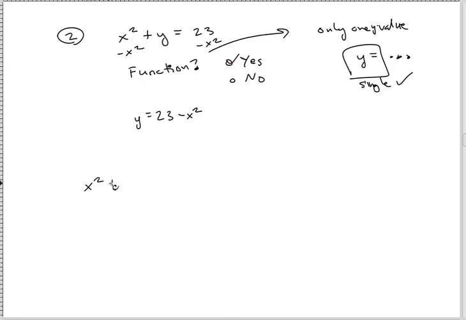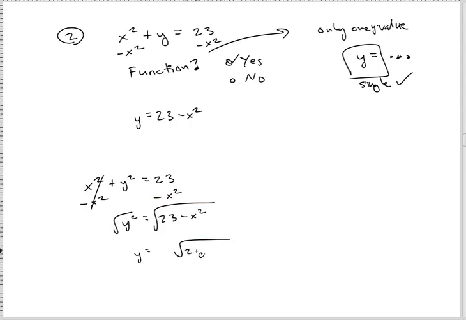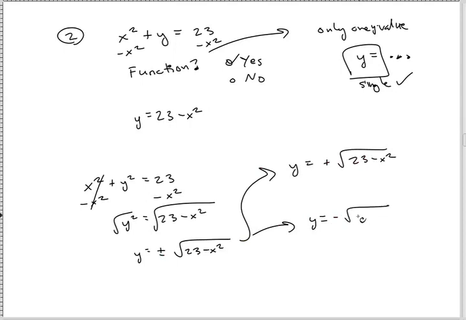Let's say I had x squared plus y squared is equal to 23. Same procedure. We're wanting to get that y squared on one side. And so to get rid of the square, you square root both sides. The thing is, though, when you square root both sides, you got to remember there's a rule. You must have a plus and a minus. So in reality, what we're looking at here is two separate functions. We got a positive version, and we have a negative version.